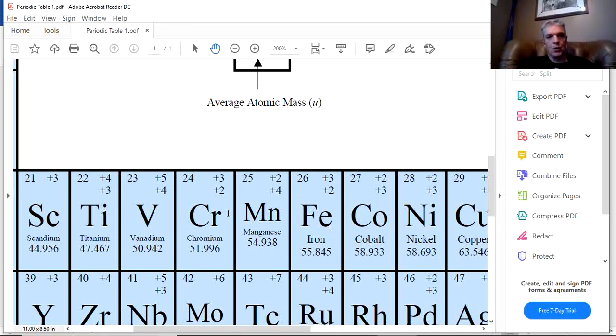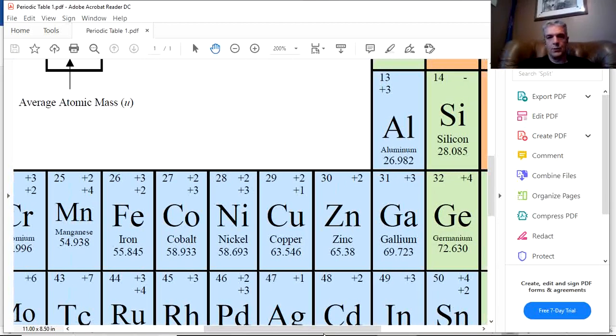There's chromium. Chromium's right a couple over, atomic number 24. Most common charge is +3. The next most common charge is +2, so +3 and +2. There's the spelling of chromium. There's its average atomic mass, and of course, its symbol right there. And we can do this with any of the elements in the periodic table, right? They're all over here, right?